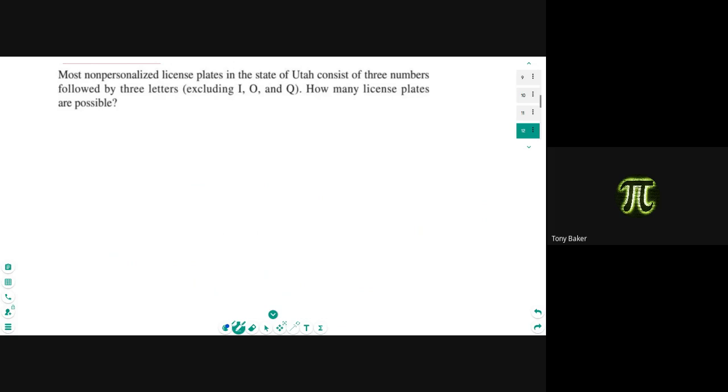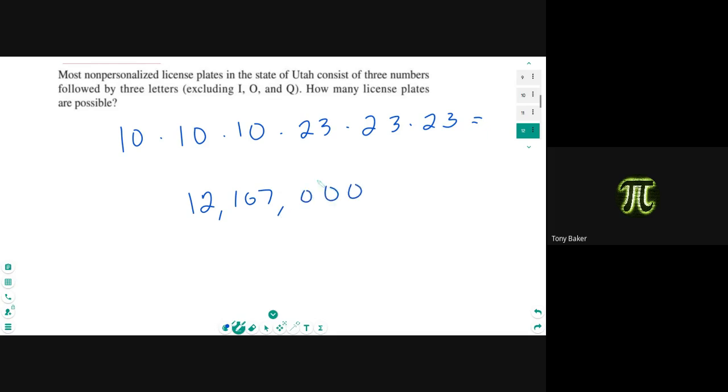I haven't done it. So walk me through the steps. Well, first, we have the 3 numbers, which means there are 10 possibilities for each slot. Then the 3 letters, which exclude I, O, and Q, which is 23. Altogether, that's 12,007,000. Sounds about right. I didn't do it, so I'm going to assume that is right until somebody tells me they got something else. Okay.